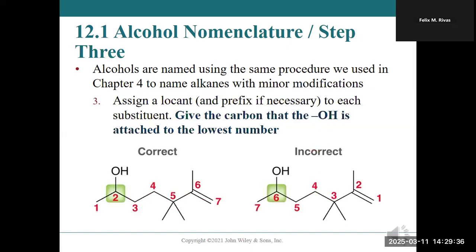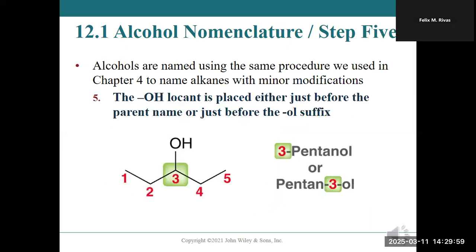Here's an example where we're making sure that you give the alcohol the lowest possible number. So the numbering on the left is correct because the OH is on carbon 2, which is a lower number than if you would number starting from right to left, where the OH would have gotten number 6. So always give the location of the alcohol the lowest possible number.